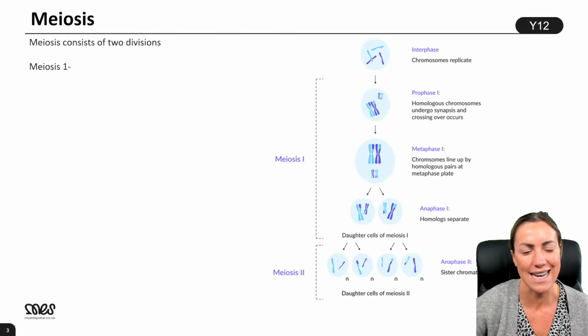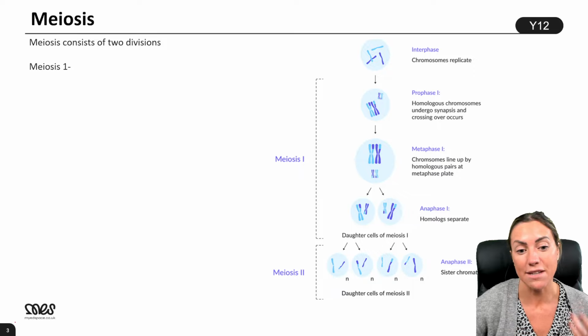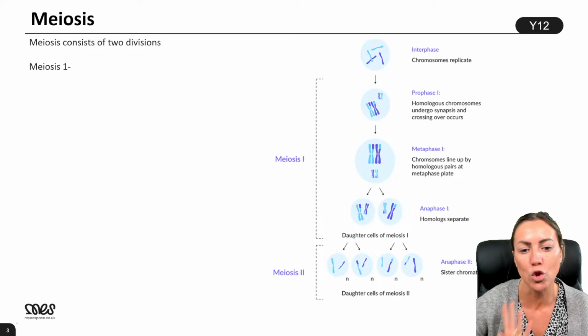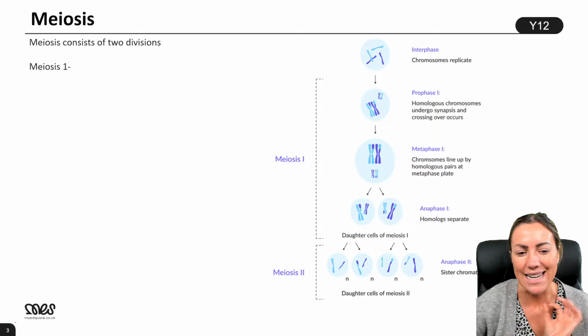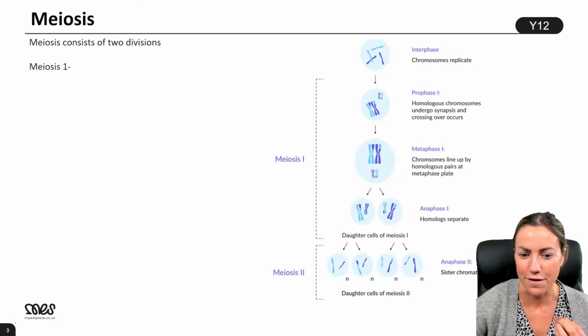Let's go through the stages of meiosis. Now, one of the differences between meiosis and mitosis is that meiosis consists of 2 divisions, and this is why we end up with 4 daughter cells or 4 gametes produced from 1 body cell. And it's meiosis 1 that is really important to understand, because it's meiosis 1 that differs from mitosis. So let's go through what happens during meiosis 1.